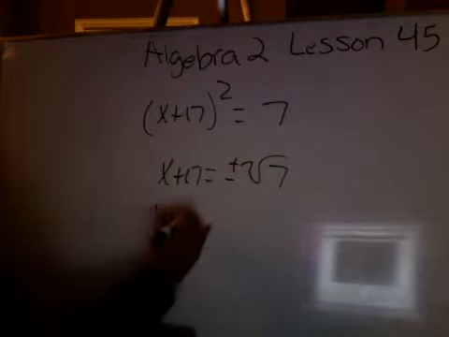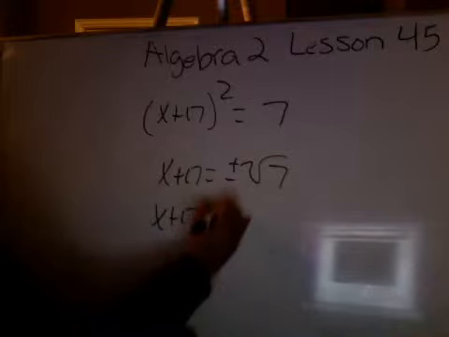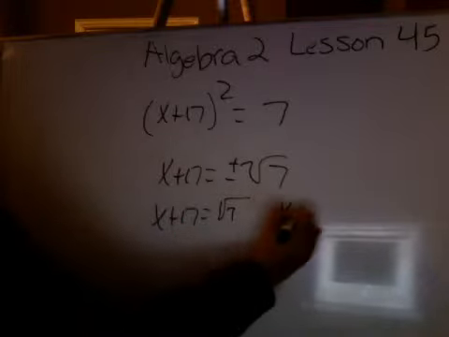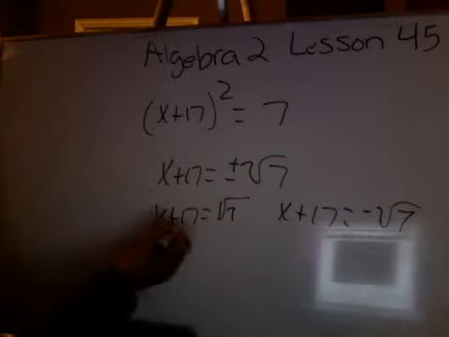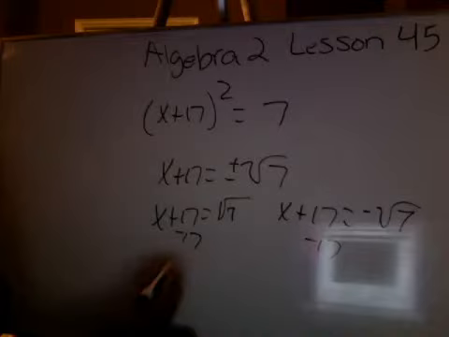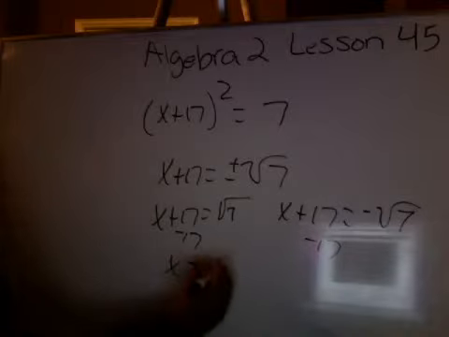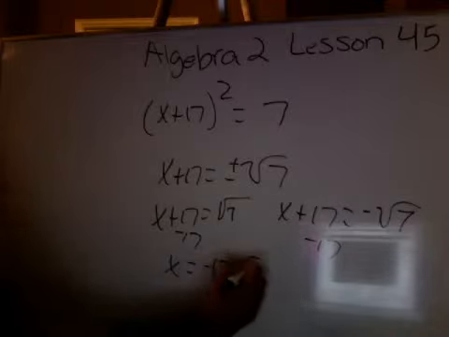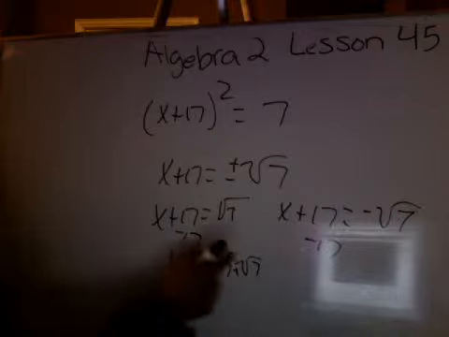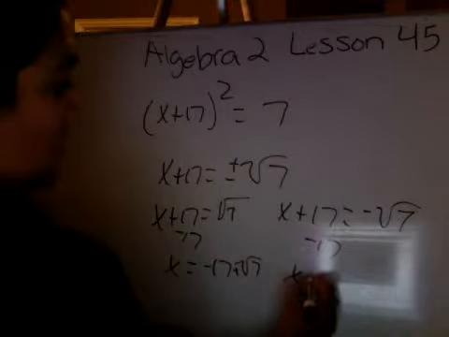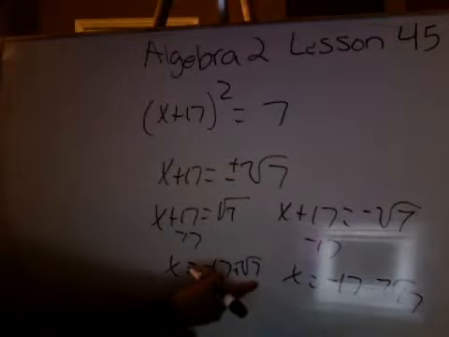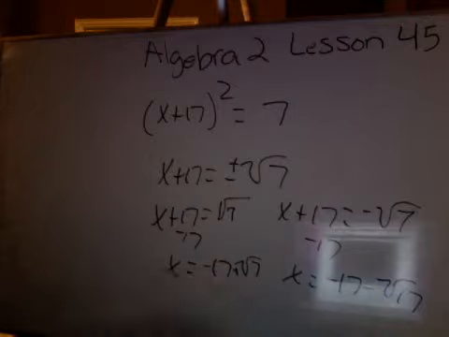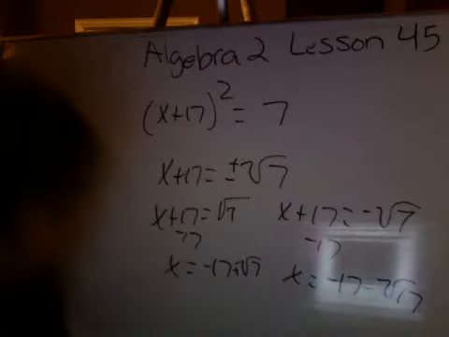And then you have to separate them: x plus 17 equals the square root of 7, or x plus 17 equals negative square root of 7. Then you simply just use algebra, and you know that you can't combine them because they're not the same. You don't have the same radical signs. x equals negative 17 minus the square root of 7. Now you can use your calculator and get the square root of 7, then add it to negative 17. Vice versa, same thing with the other one too. All right?